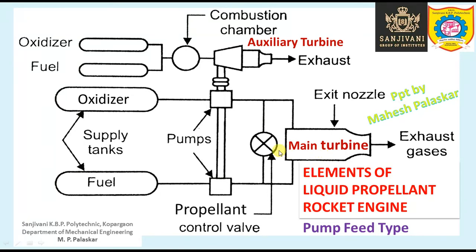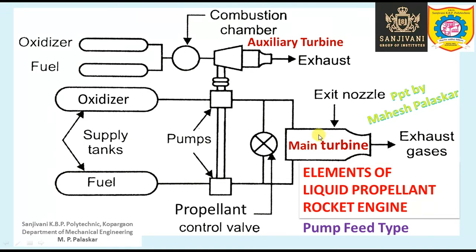or the flow of the oxidizer as well as the fuel to the main turbine is controlled by the propellant control valve. Propellant means the mixture of oxidizer and fuel. So the flow of the propellant will be controlled by the propellant control valve, and thus the combustion in this particular main turbine will be controlled and the thrust will be controlled. So this is the main turbine, and in this main turbine there is a combustion chamber and there is an exit nozzle. In the combustion chamber the oxidizer is pumped and the fuel is pumped, the flow is also controlled and the fuel is ignited.